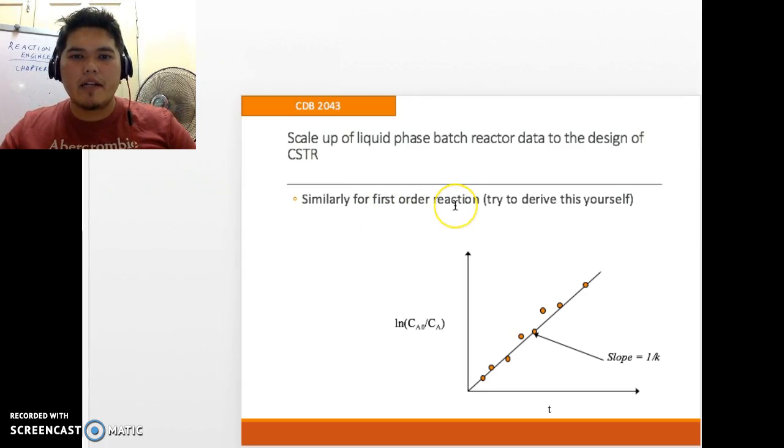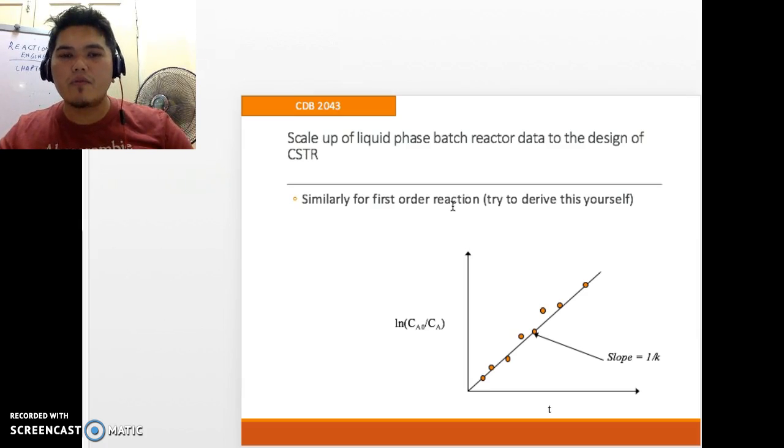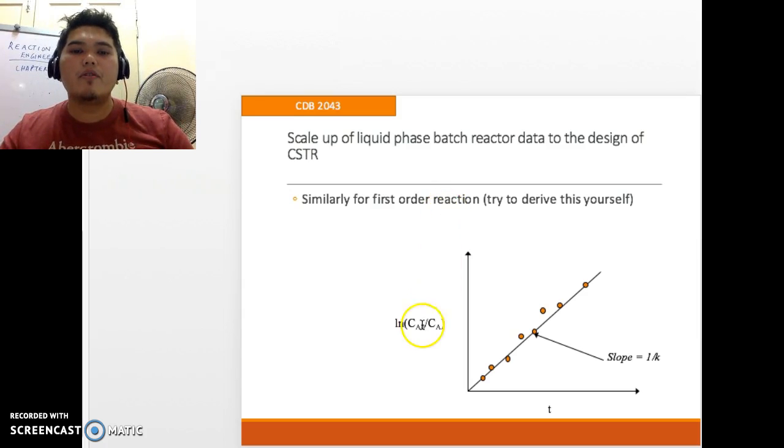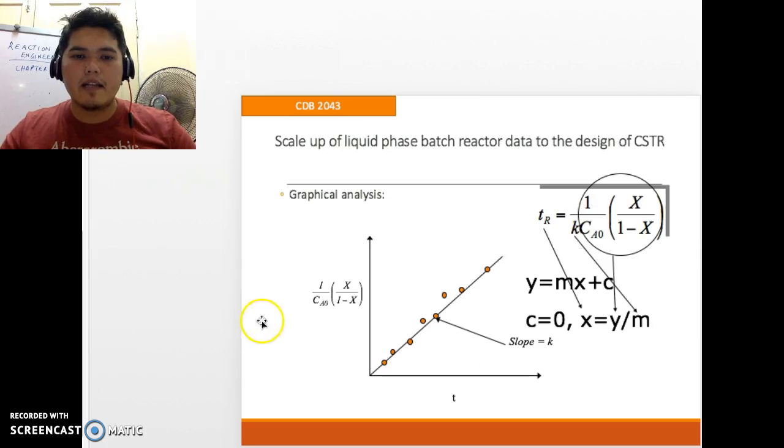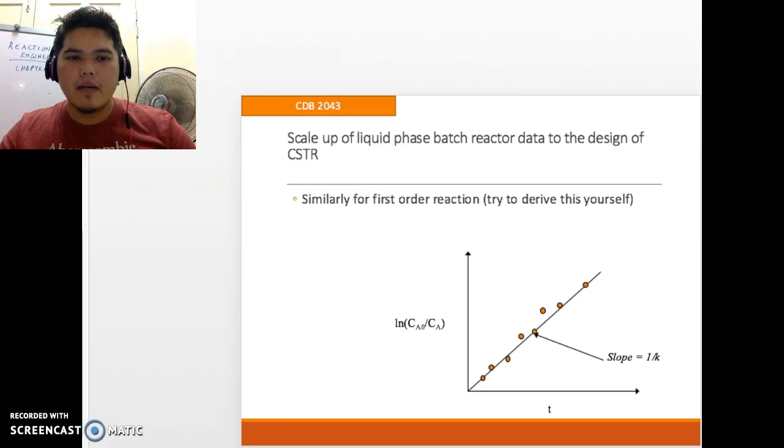Similarly, for a first order reaction, I would like you to try it yourself by substituting, now assuming that the rate law is first order. Okay, negative RA equals K CA. So you will get that instead of this particular term, 1 over CA naught times X divided by (1 minus X), you will end up with ln (CA naught over CA). And basically the slope is 1 over K.